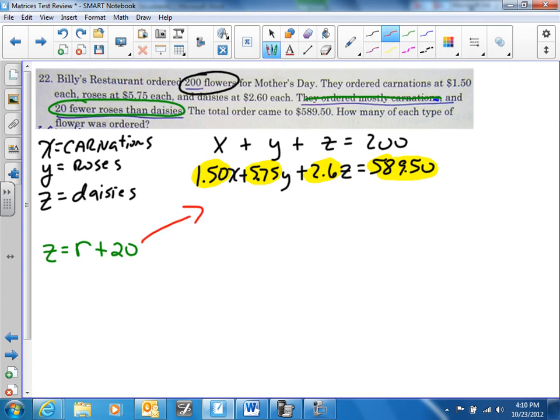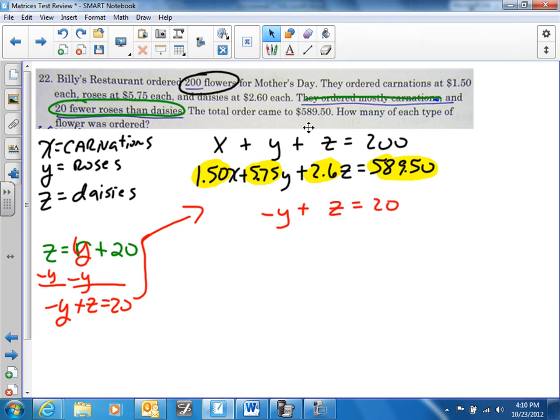So what I have to do is I need to make it look like, sorry, this is going to be a y. That's a y value. So I'm going to subtract y from both sides, and what I end up getting is negative y plus z equals 20. And that's what I'm going to put right there. Now, in this case, I'm missing my x value, so I'm simply going to put in a 0x.